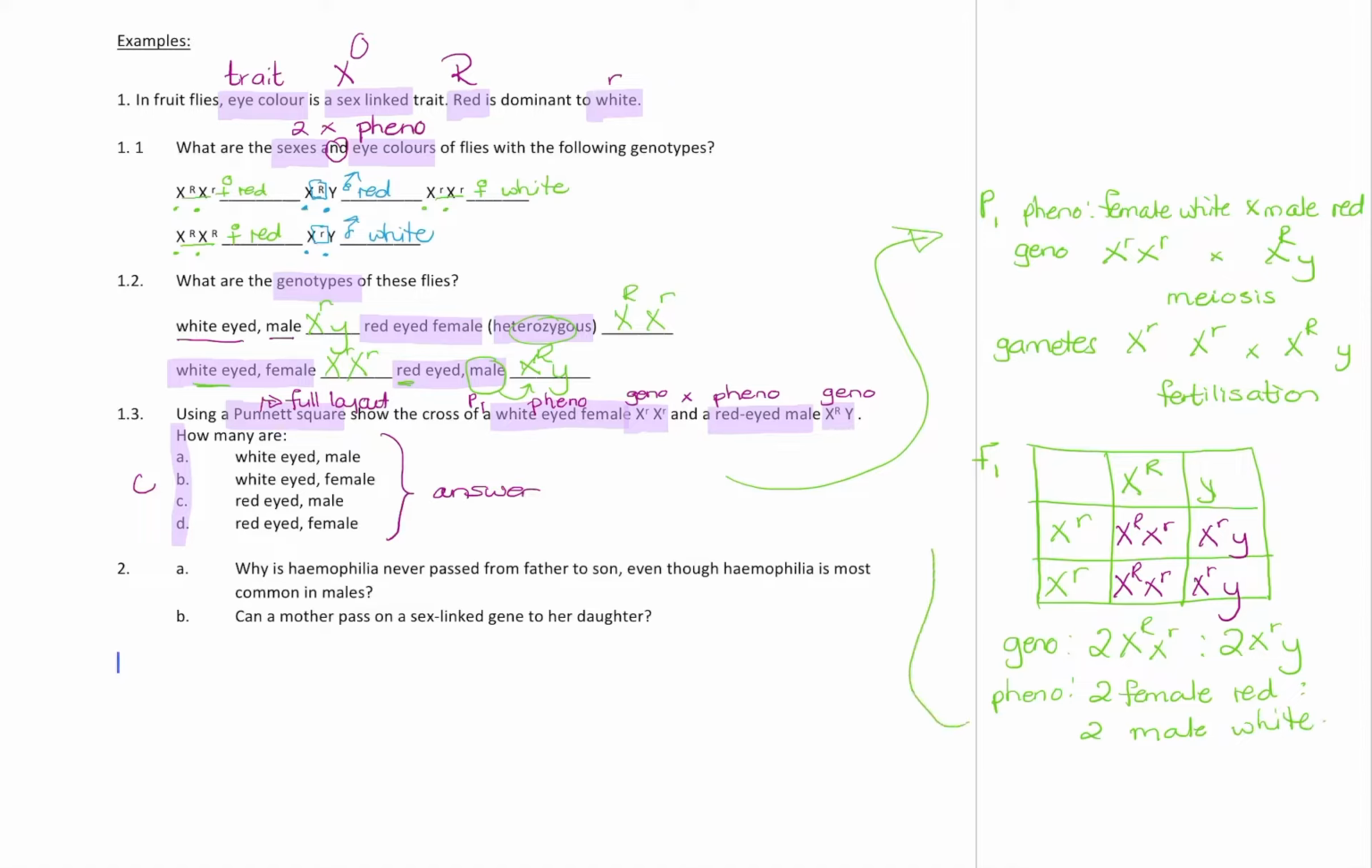Right, now we've got to go back and answer the questions. So it says, how many are white-eyed males? Well, there'll be 2. How many are white-eyed females? There are none. How many red-eyed males? There are none. How many red-eyed females? There are 2.